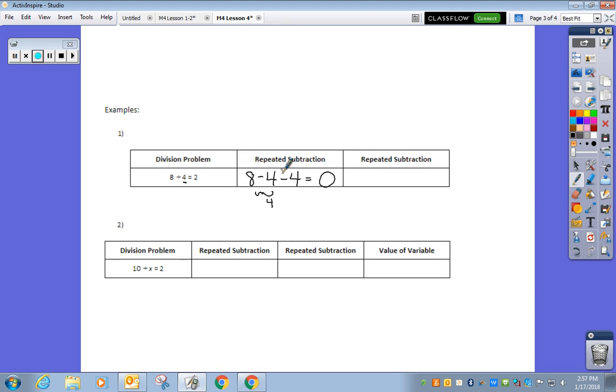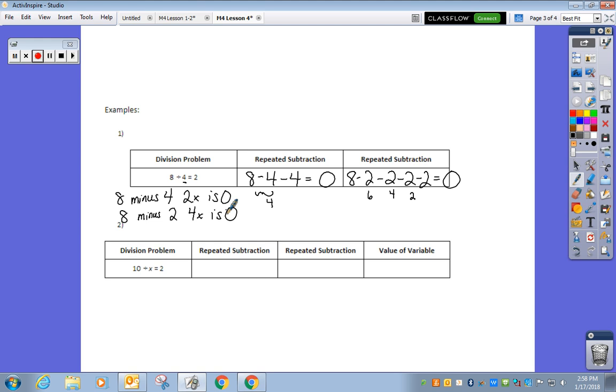We can also look at it as repeatedly subtracting 2 from 8 until we get to 0. So 8 minus 2 is 6, minus 2 is 4, minus 2 is 2, minus 2 gives us that 0. Notice there's 1, 2, 3, 4 2's that we've subtracted. So we can look at it as 8 minus 4 2 times is 0, or 8 minus 2 4 times is 0.